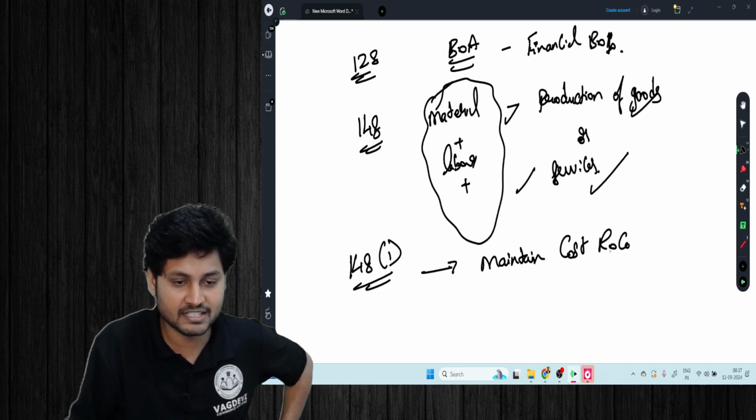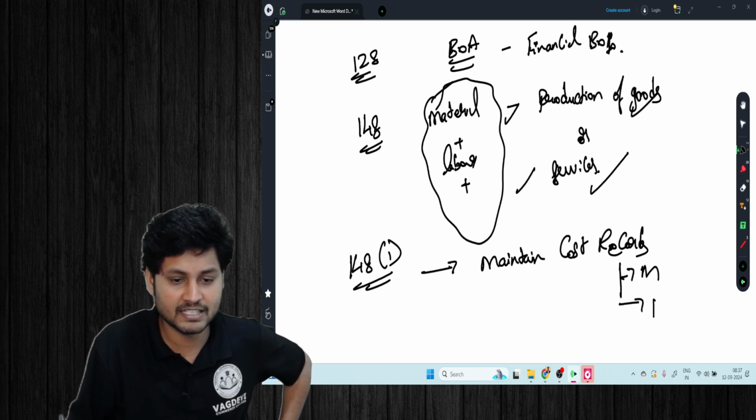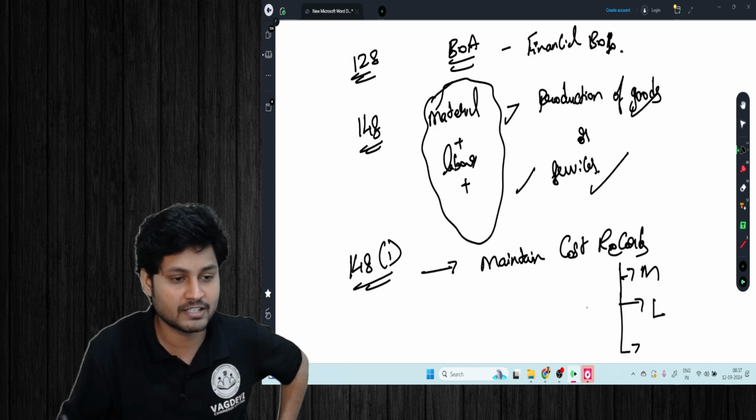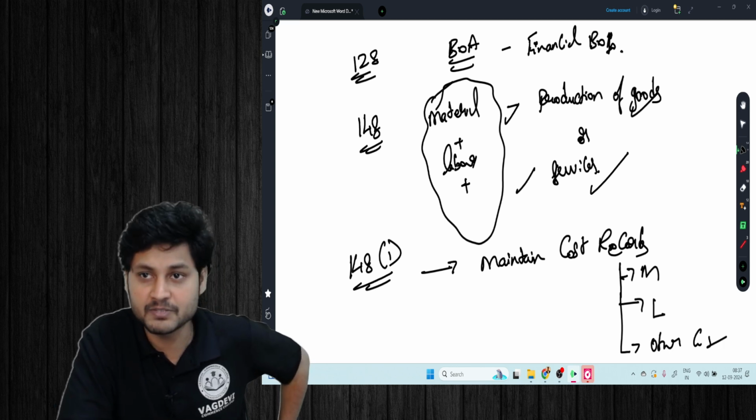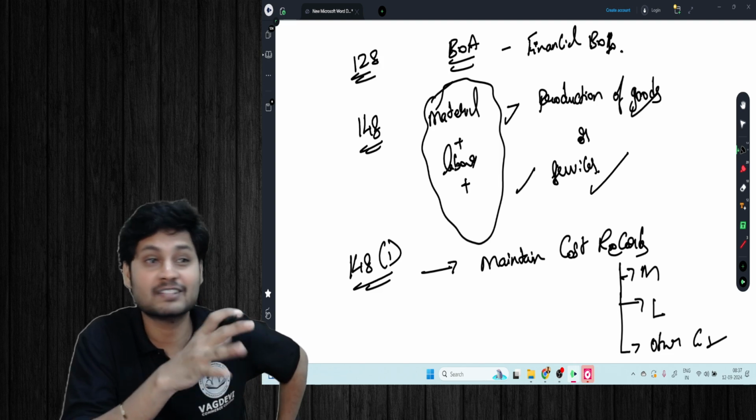What comes under cost records, sir? Records may include material, records may include labor, it may also include what? Other costs, other overheads. Okay, all these things must be maintained by whom? Prescribed class of companies.